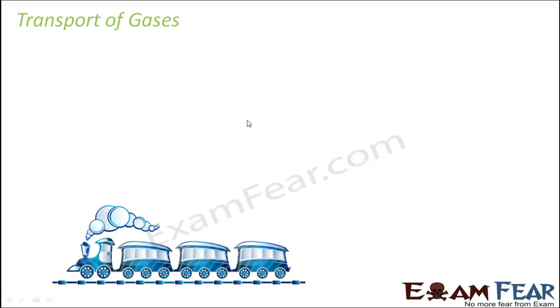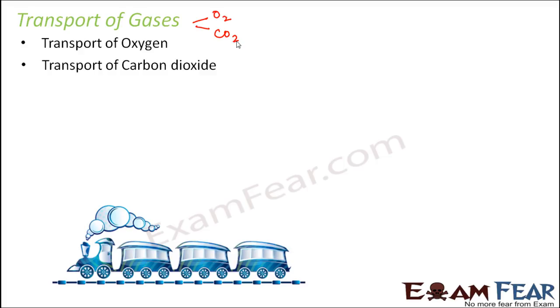As soon as the word transport comes, what can we think of? We can think of carrying something from one place to another. So when we talk about transport of gases, we are talking about carrying gases from one place to another. Now whenever we talk about gases, we are talking about two gases, that is carbon dioxide and oxygen. So we will talk about transport of oxygen and transport of carbon dioxide separately. We know that they are getting carried by blood.